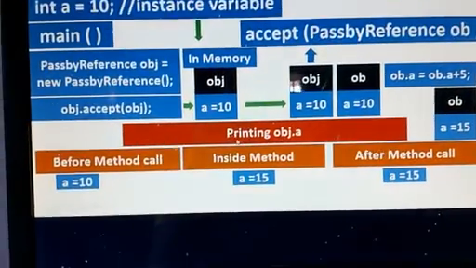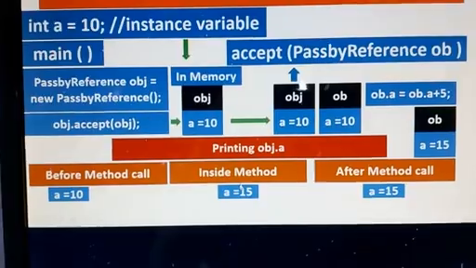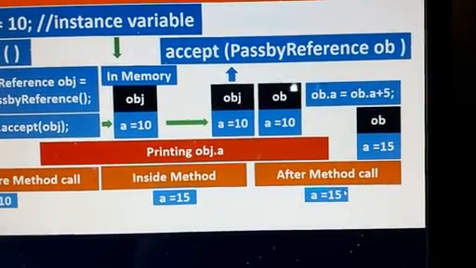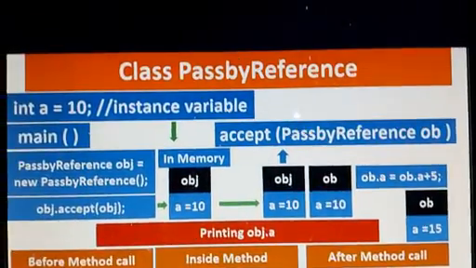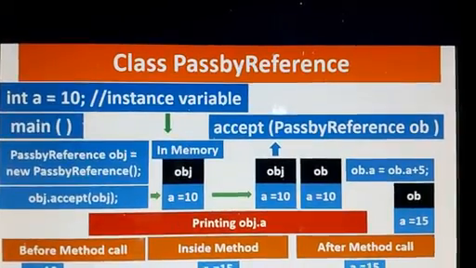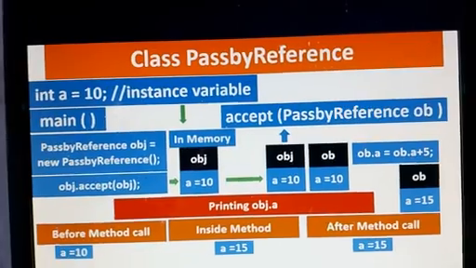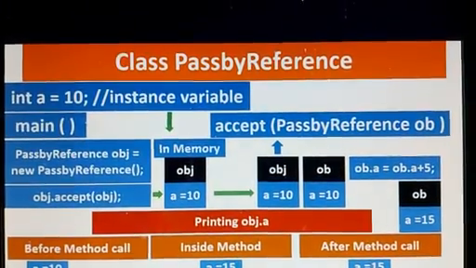So look at the printing. Before method call it was 10. Inside the method it is already 15, and also after the method call a equal to 15. But the programming of pass by reference is out of scope, so don't worry about learning that programming. Only focus on the programming of pass by value.